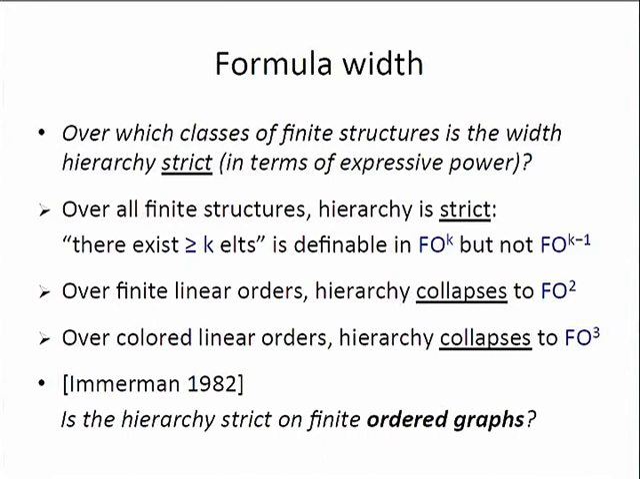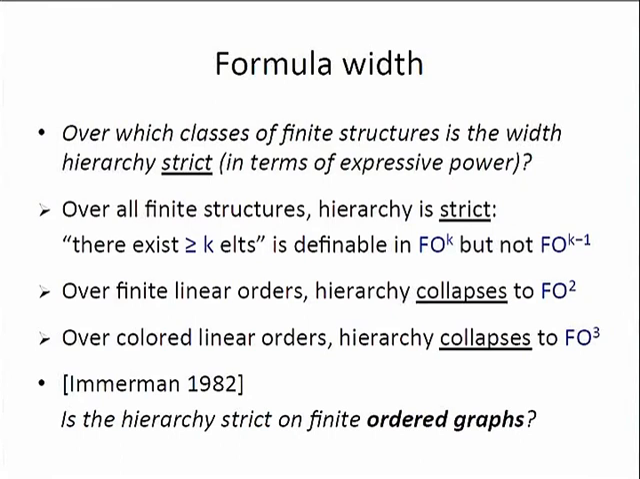So just for example, if we're concerned with the class of all finite structures, then it's easy to see that the width hierarchy is strict in terms of expressive power, because the sentence "there exist at least k elements", the universe has size at least k, is something we can express by a width k formula, by a formula with k variables, but not by a formula with smaller width. But if we look over the class of finite linear orders with no additional structure, then it's easy to see that the hierarchy collapses to its two variable fragment. So in other words, every first order sentence on the class of finite linear orders is equivalent to a sentence which has only two variables.